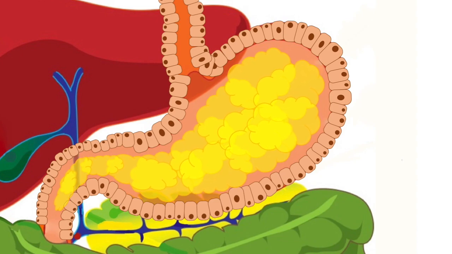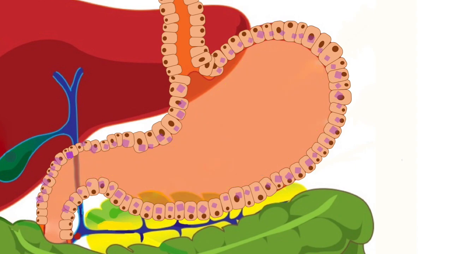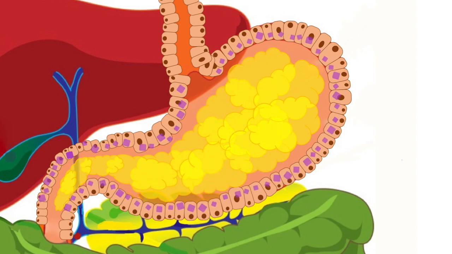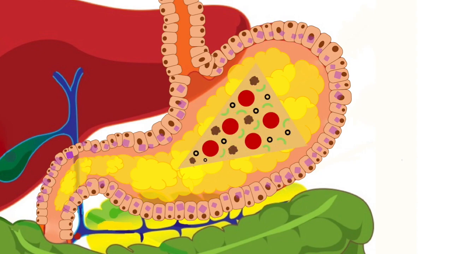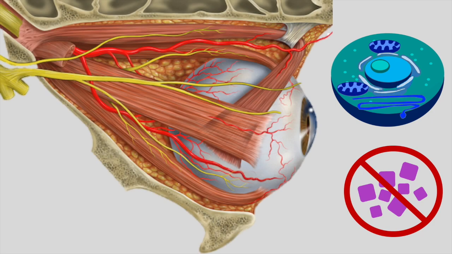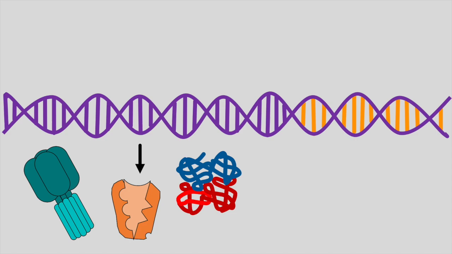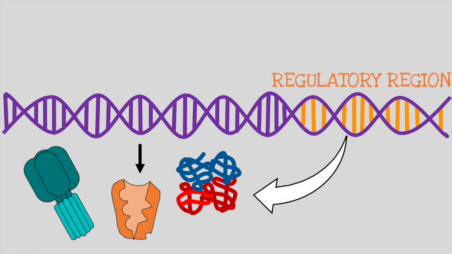For example, stomach acid is made of mostly hydrochloric acid with a pH of about 2.0. There are proteins that make and secrete stomach acid from stomach cells into the hollow part of the stomach. It's important to make these proteins in very high quantities in the stomach, especially after a meal. But it's also really important not to make these proteins in other cells, like muscles or the cells of the eye, where they could do a lot of damage. Part of reading the code to make products is also reading the regulatory sections of DNA.